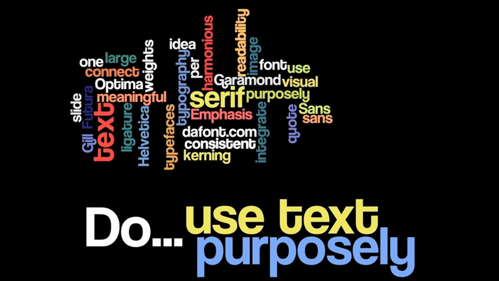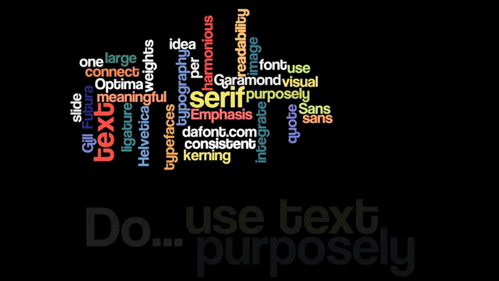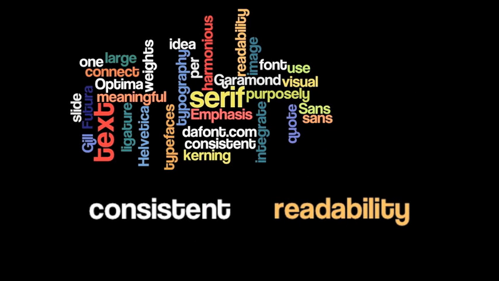Instead, what I learned to do is use text purposely. Text should be used to convey not only meaning, but also reinforce that visual idea. It should be consistent, and it should be readable. Those 2 rules guide all of my text choices.